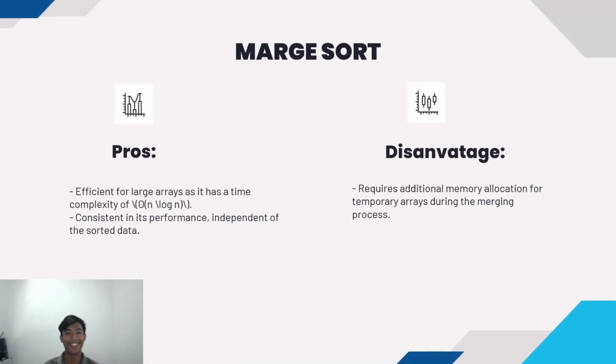Pros: first, efficient for large arrays, as it has a good time complexity. Second, consistent performance, independent of the sorted data. Disadvantage of merge sort: first, it requires additional memory allocation for a temporary array during the merging process.